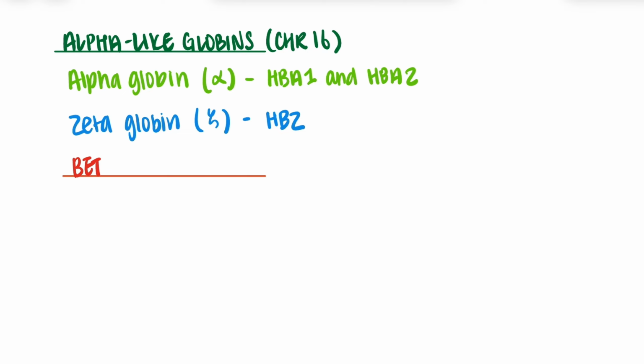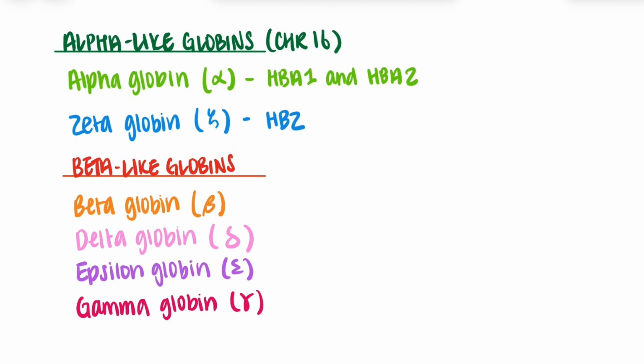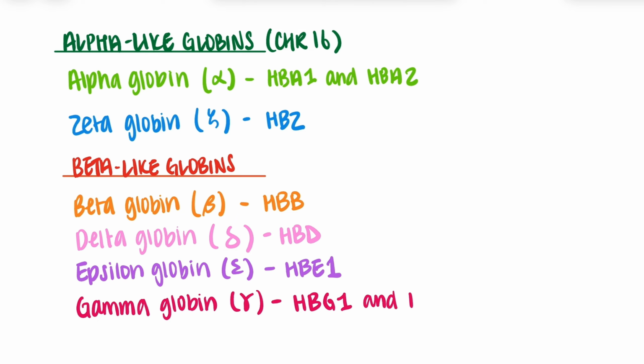The rest of the globins, including beta, delta, epsilon, and gamma, are sometimes collectively referred to as beta-like globins. Beta globin is encoded by the gene HBB. Delta globin is encoded by HBD. Epsilon is encoded by HBE1. And gamma globin is encoded by both HBG1 and HBG2. As you may have guessed, all of these genes are located on the same chromosome, chromosome 11.